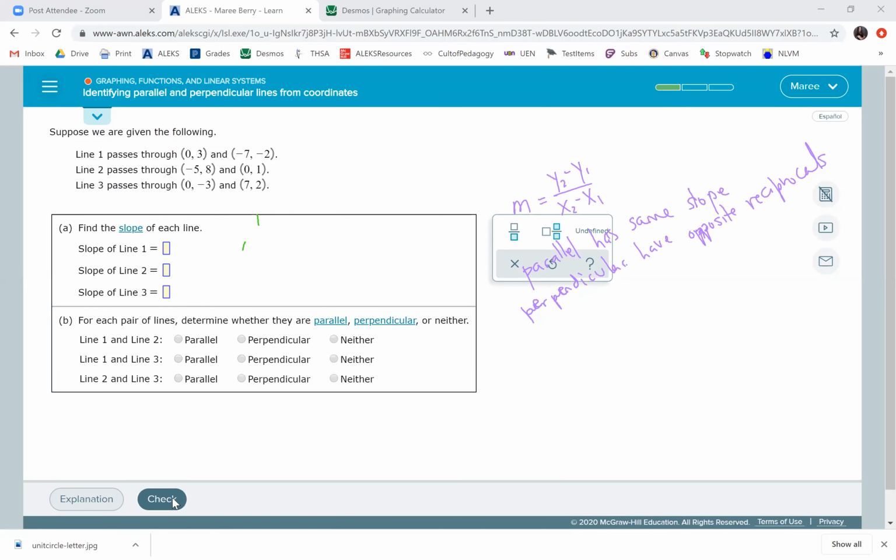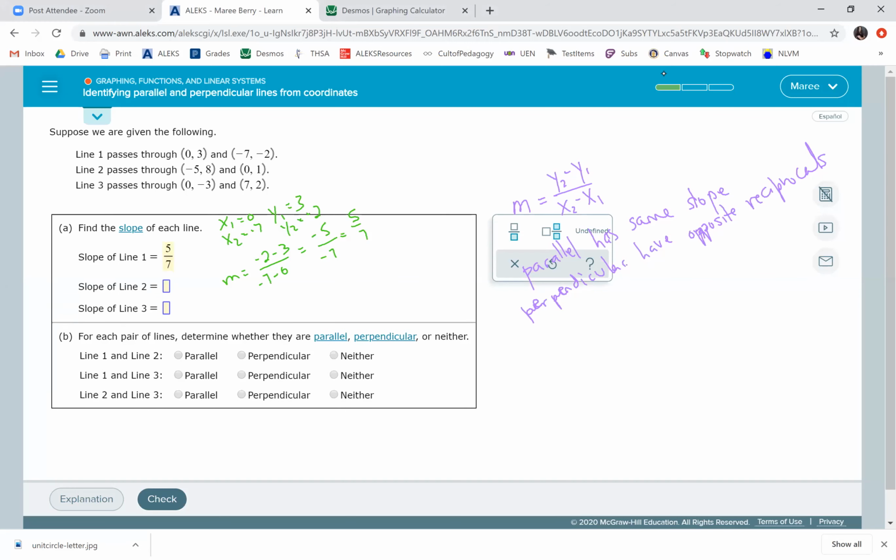Okay, so I'm going to find the slope of line 1. We have x sub 1 equals 0, y sub 1 equals 3, x sub 2 equals -7, and y sub 2 equals -2. So slope is y sub 2, -2, minus y sub 1, which is 3, over x sub 2, which is -7, minus x sub 1, which is 0. -2 minus 3 is -5 over -7, which is a positive 5/7. So we'll write this here, 5/7.